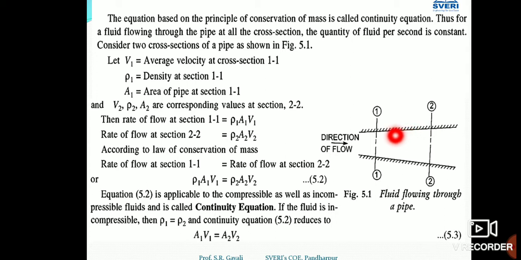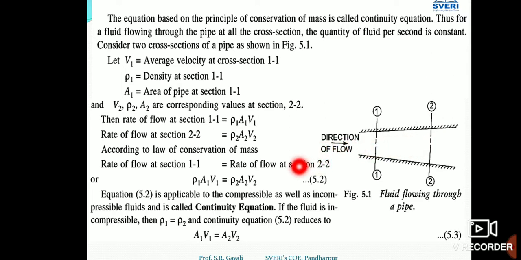And mass flow rate we can calculate by the equation rho into area into velocity, that is rho A V, where rho is the density, A is the area of cross section, and V is velocity. Now consider a fluid flowing from left to right, and let us consider that the fluid is compressible. Let rho 1 be the density of the fluid at section 1, A1 the area of the pipe at section 1, and V1 the average velocity at section 1. Similarly, rho 2, V2 and A2 are the properties at section 2.